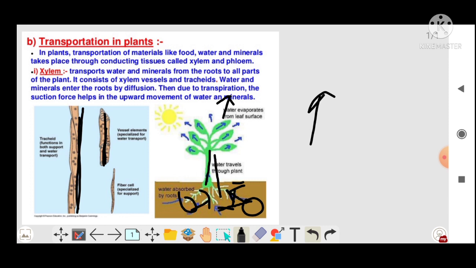And due to this transpiration, the suction force helps the upward movement of water and minerals. First, transpiration is happening. As a result of this, an upward suction force is created, and minerals and water are diffused into the roots as a result of this. So this is the mechanism by which xylem transports water and minerals from the roots to all parts of the plant.